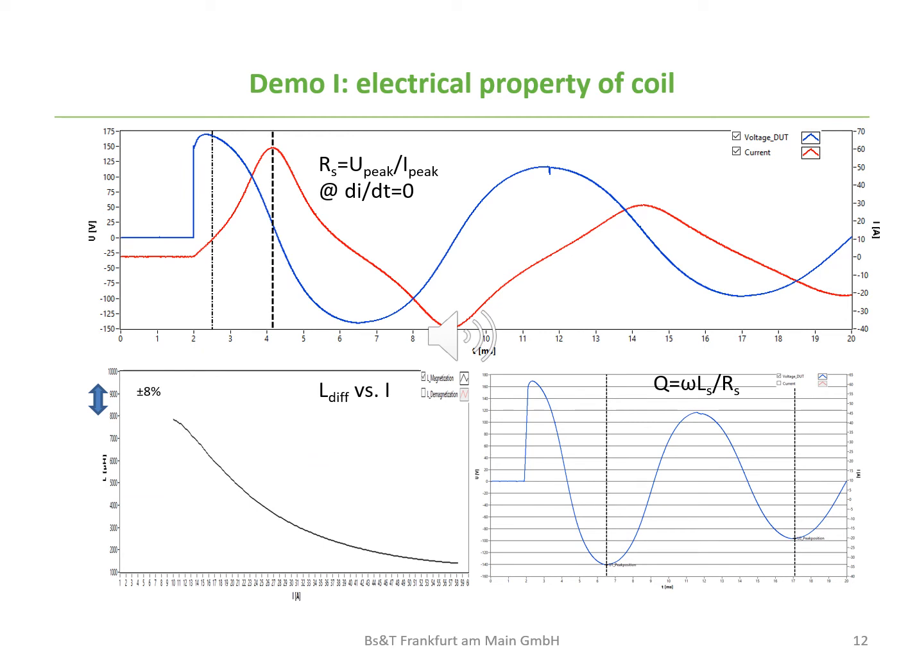Here in these slides, you see the result of the BS&T pulse. On the upper part, you see the voltage decay and current decay. At the first current amplitude peak, you are able to determine the AC resistance.